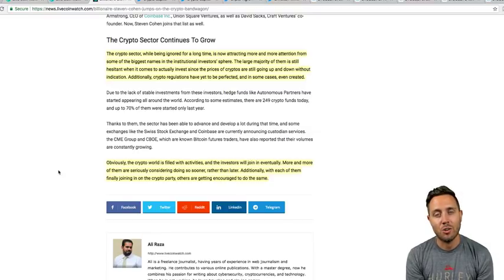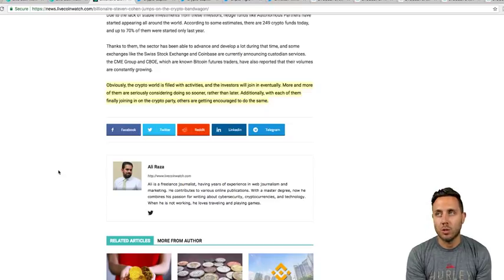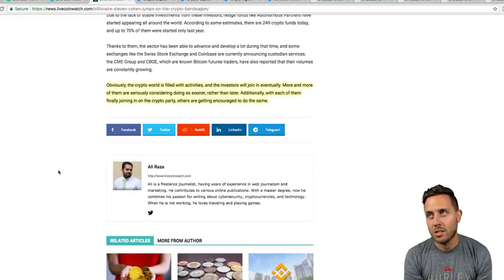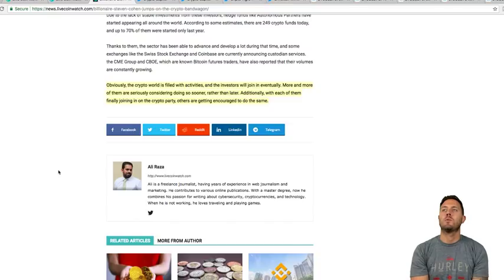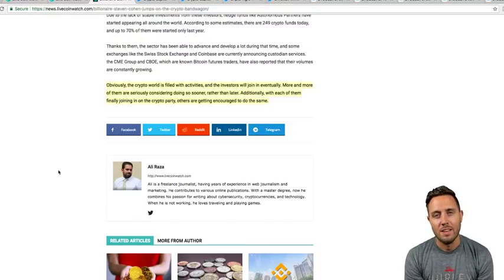What's crazy is how early we are. I was talking to an engineer earlier, and we were just talking about that exact thing. There's a lot of attention on the space right now, but when you look at things like market cap, when you look at things like how big of a dip that we've taken in 2018, it's crazy to think what is yet to come. So it ends, obviously the crypto world is filled with activities and the investors will join in eventually. More and more of them are seriously considering doing so sooner rather than later. Additionally, with each of them finally joining in on the crypto party, others are getting encouraged to do the same.